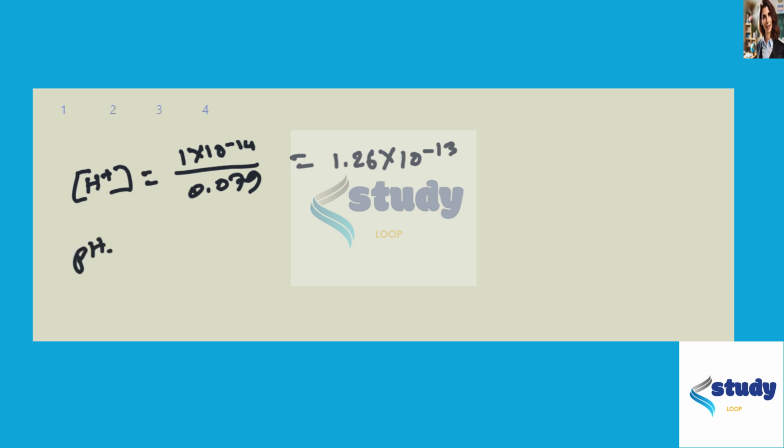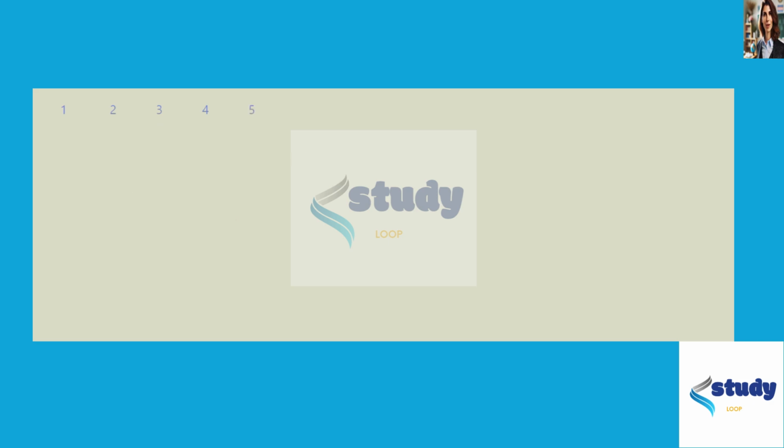Therefore the pH will be the negative log of this value, and we will have a pH of 12.90. So this is the pH of the solution after the addition of 5 ml acid. Now in part D we have to calculate the pH at the equivalence point. So since it's a strong acid strong base titration, that means at the equivalence point the pH will be exactly halfway between the pH scale, which is 7.